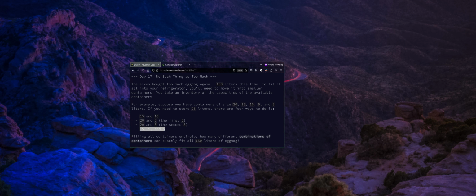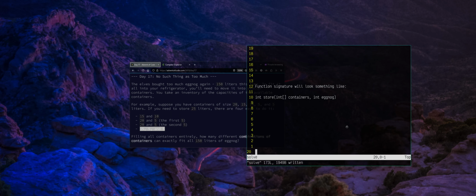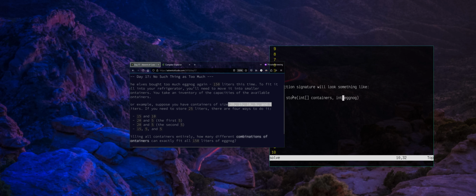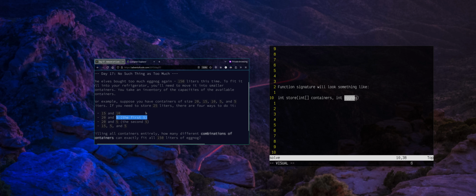So we're going to have a function signature that's going to take all the containers that we have and the amount of eggnog that we're trying to store in these containers, and we return the number of different ways that these containers can hold that, right? So in this case, if you put this list into this argument and this into here, it should give you 4. Because again, 1, 2, 3, 4.